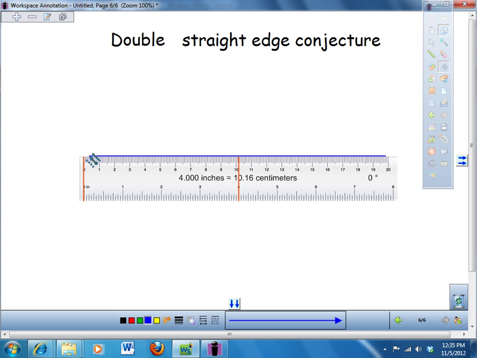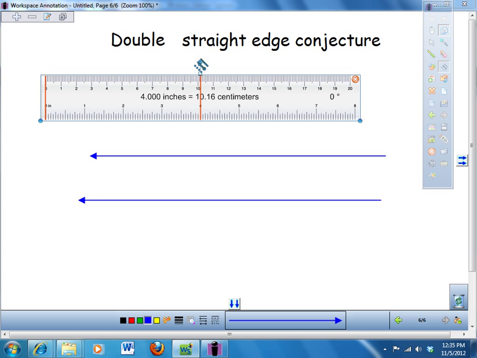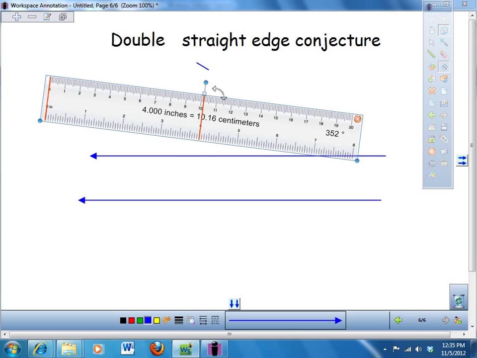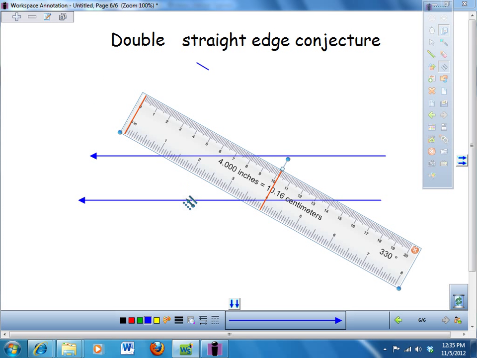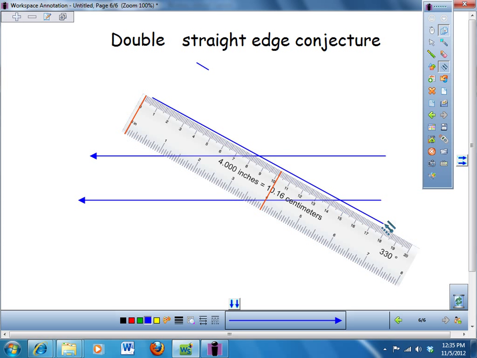I'm sort of tracing, sort of cheating. And then I'm going to draw a line from here to here. And then I'm going to move my ruler, which I can do. I'm going to turn my ruler at any angle that I want to turn it. I'm going to move it over here, and then I'm going to trace again. So I'm going to trace from like here to here, and then from here to here.